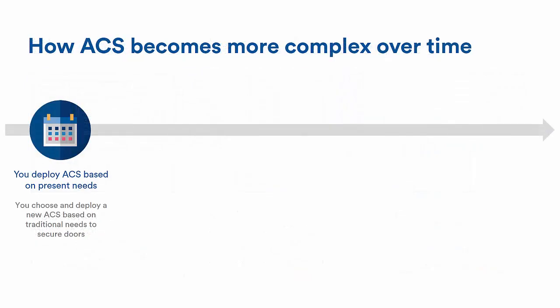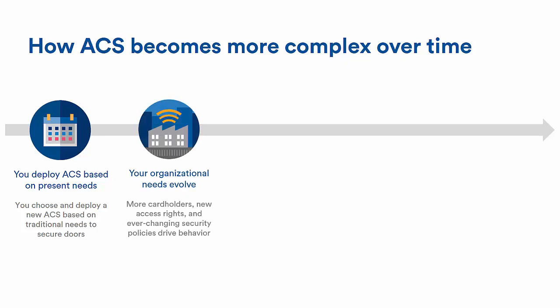So let me explain how your customer's access control system becomes complex over time, taking you back several years ago when your customer deployed their access control system based on the needs that they had at the time. They chose that system based on traditional needs to secure doors, based on the threats that they saw at the time, and based on the budget that they had allocated at the time.